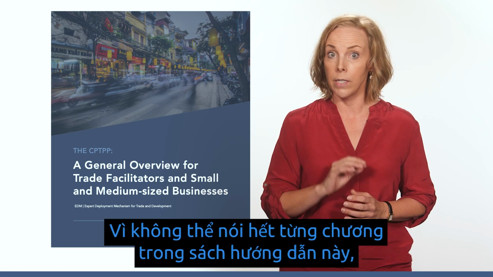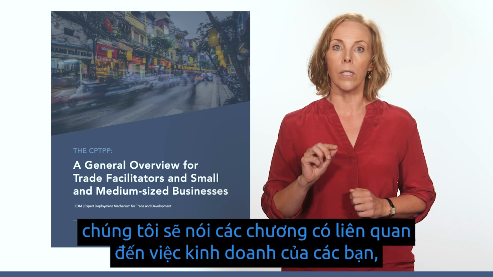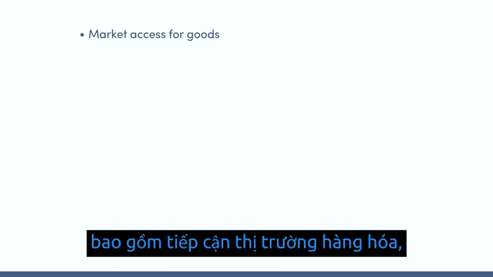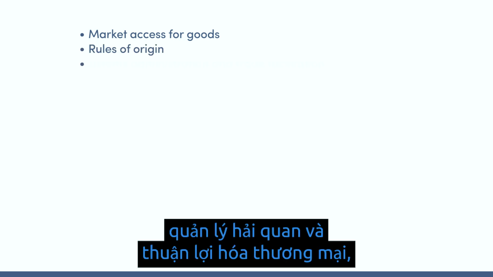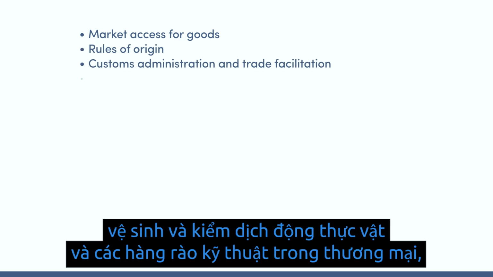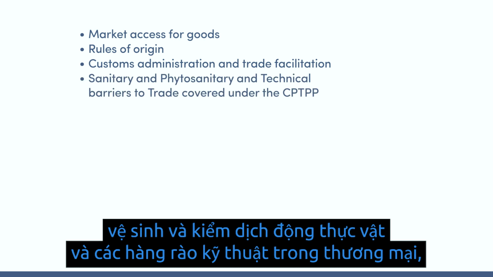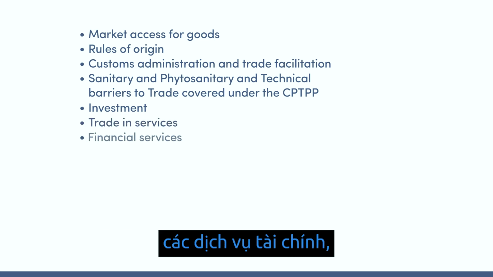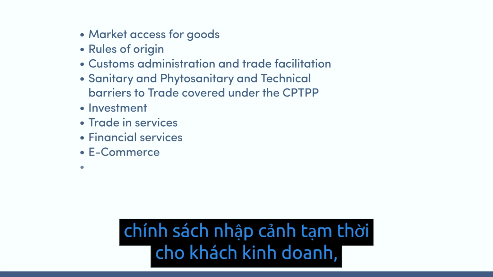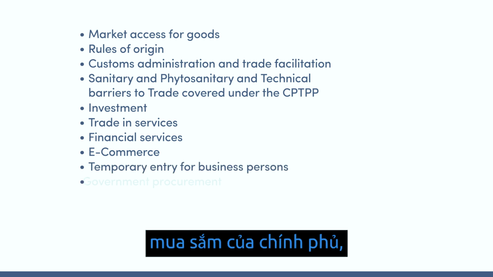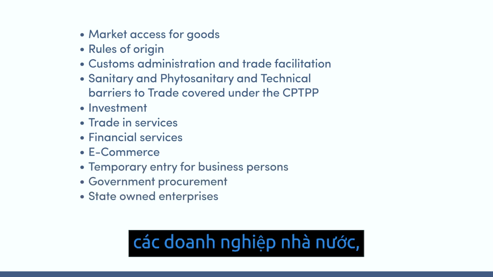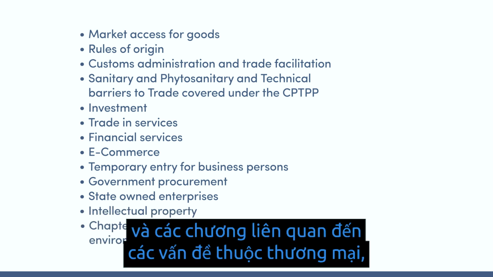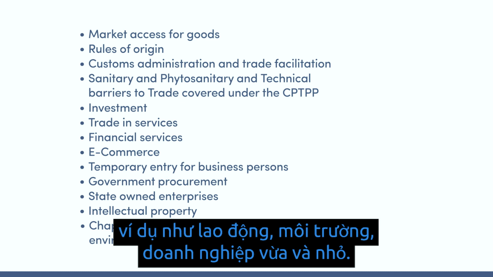While we do not cover every single chapter in this guidebook, we cover the ones of most relevance to your business, which include market access for goods, rules of origin, customs administration and trade facilitation, sanitary and phytosanitary and technical barriers to trade, investment, trade and services, financial services, e-commerce, temporary entry for business persons, government procurement, state-owned enterprises, intellectual property, and chapters related to inclusive trade such as labor, environment, and SMEs.